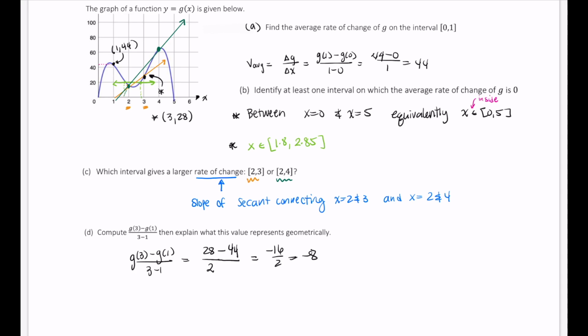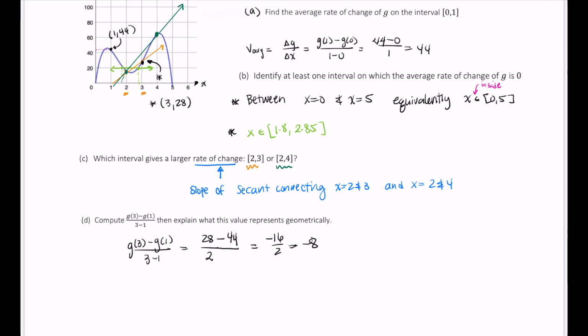So let's explain what this is geometrically, and that will help us make sense of our answer of -8. So geometrically, this represents the slope of this line here in red. Ask yourself, is this a positive slope or a negative slope? It's going downhill from left to right. So we're traveling downhill. So it's clearly negative, a negative slope. And so here's this line here. It represents the slope of that red line.